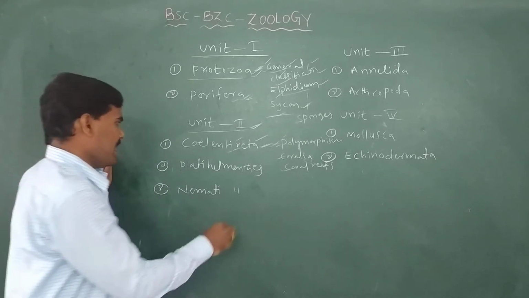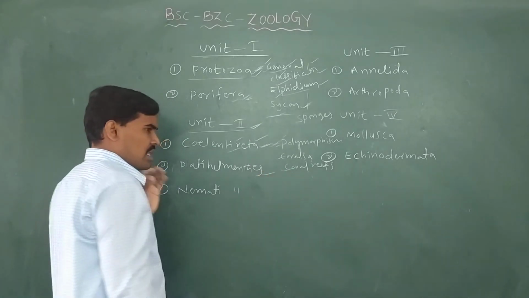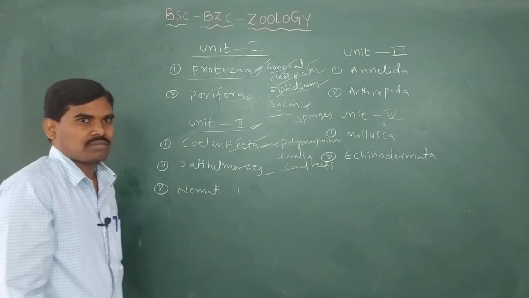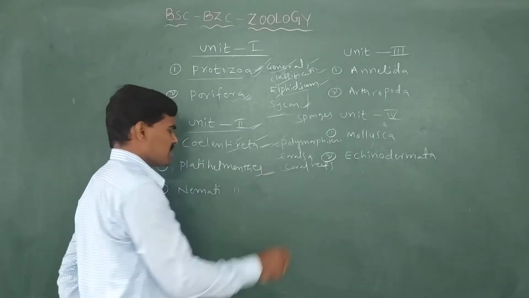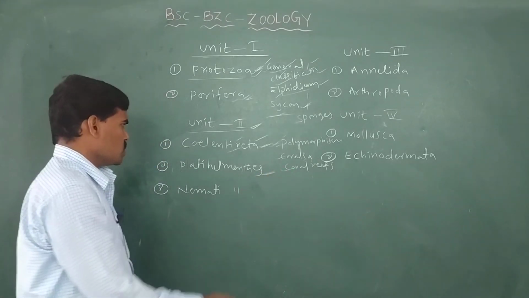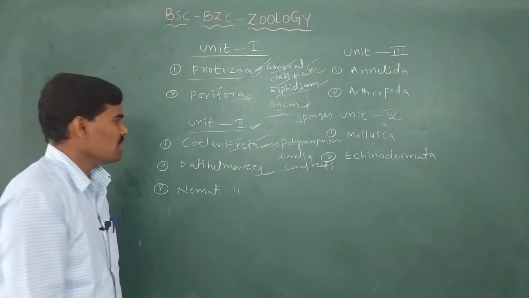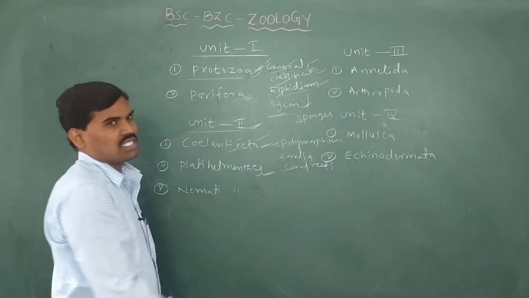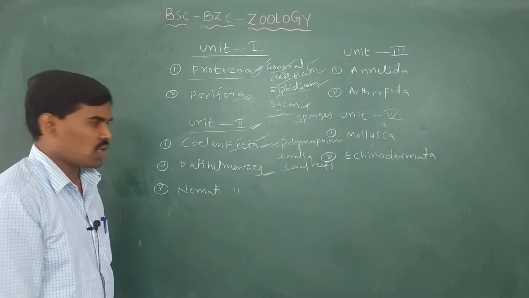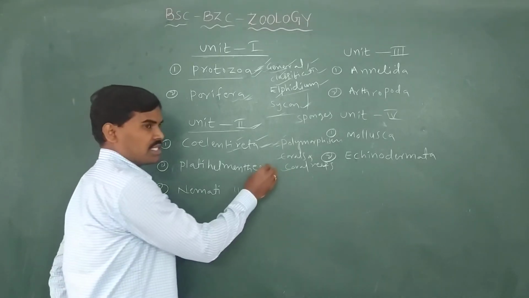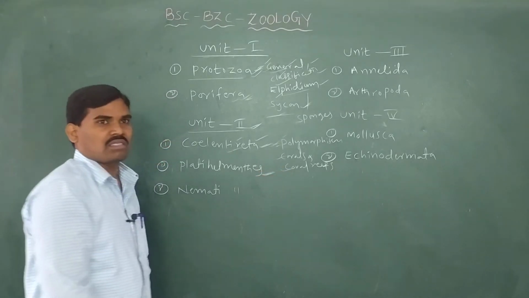And next, Platyhelminthes. Platyhelminthes also has general characters and classification discussed, and the Schistosoma haematobium one type study, and parasites.